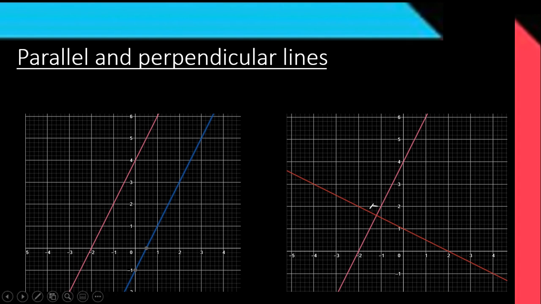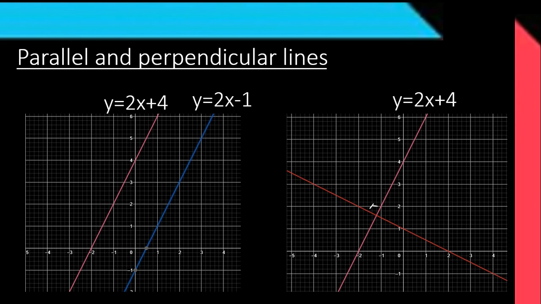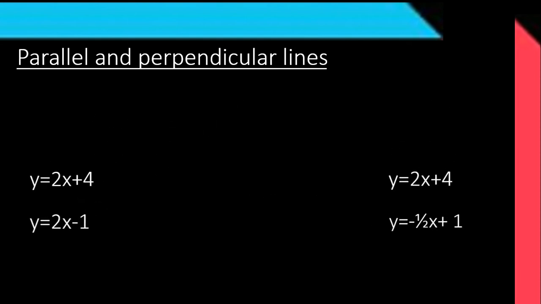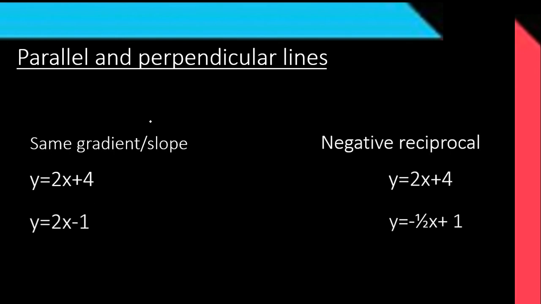So if we look at the equation of the line in a little bit more detail, for parallel lines, we have y equals 2x plus 4 and y equals 2x minus 1. And then with the perpendicular lines, I have y equals 2x plus 4 and y equals a half x plus 1. So what does that mean when it comes to the equation of a line? Well, if you look at the actual equations, my parallel lines have the same slope. But if you look at my perpendicular lines, they have the negative reciprocal of the slope.